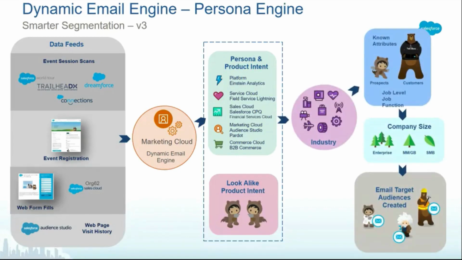Once we've assigned the product intent, we just add the other attributes which we know on the account. What industry are they in? Are you a customer or prospect? What's your company size? Because the SMB offers for small business are going to be very different than the offers we do for enterprise. So our engine runs every day. We assign the email audience and the audiences are created.